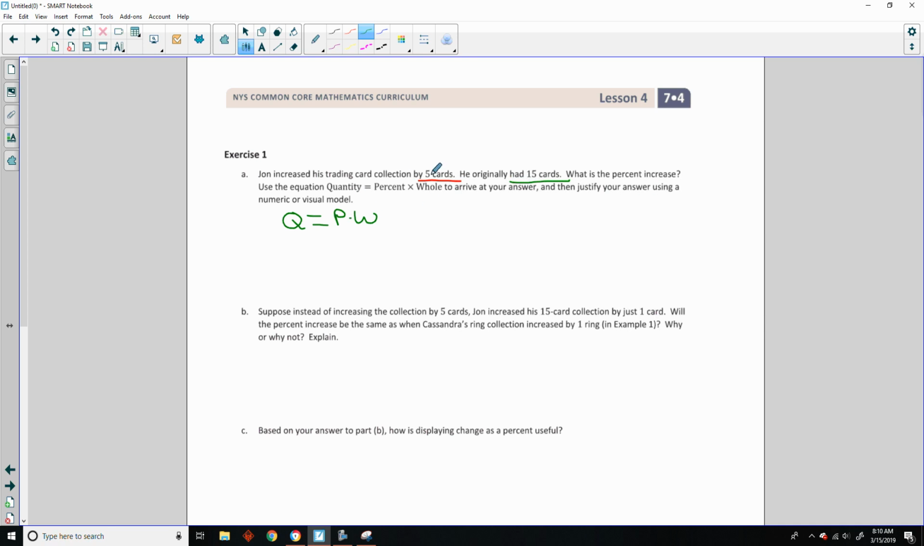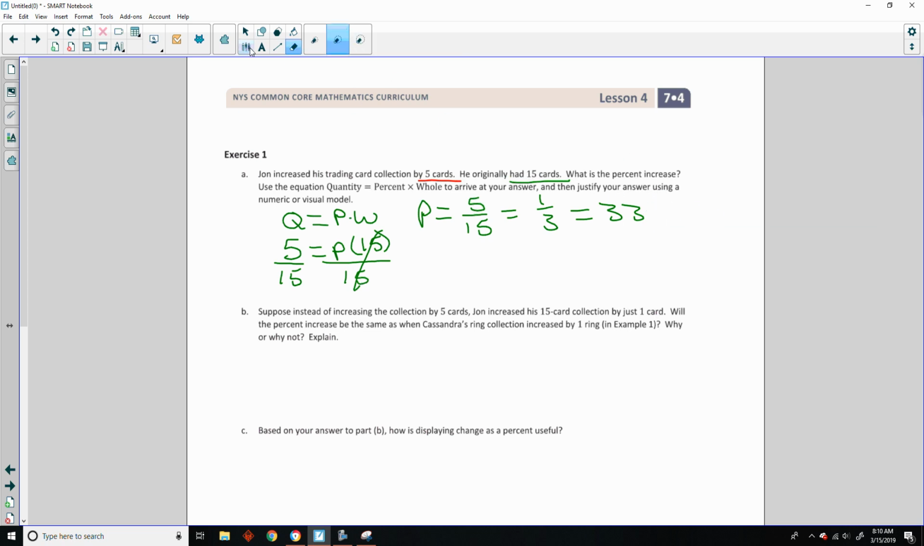So what's the quantity? The quantity of cards that he got was 5, and that equals some percent that we don't know times the whole, which was 15. In order to solve for this, I wanted to divide by 15 on both sides. These 15s cancel, and I get the percent to equal 5 over 15. Well, that reduces to 1 over 3, which equals 33 and 1/3%. I want to be accurate, so I have to say that 1/3 as well: 33 and 1/3%.